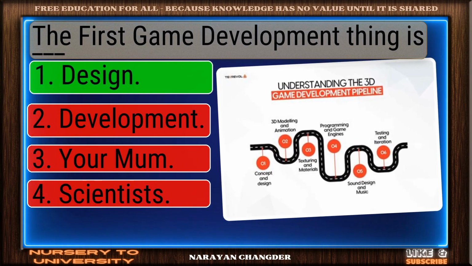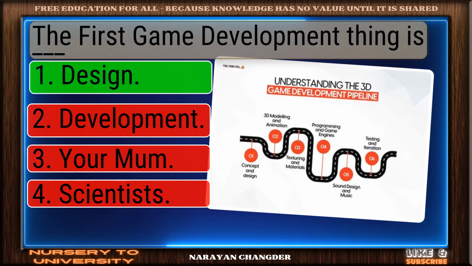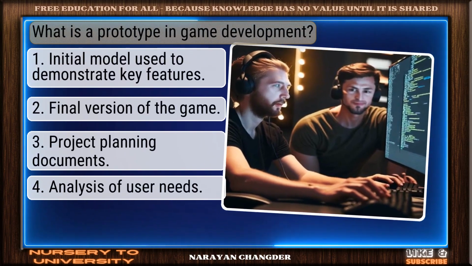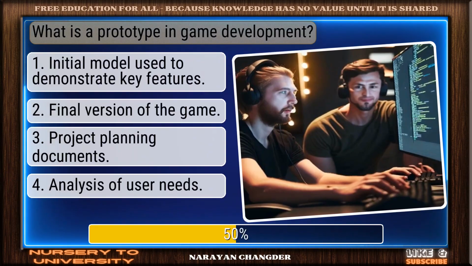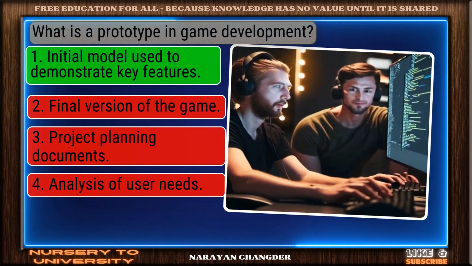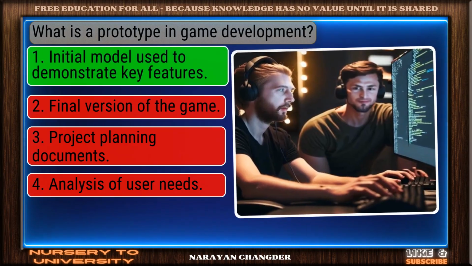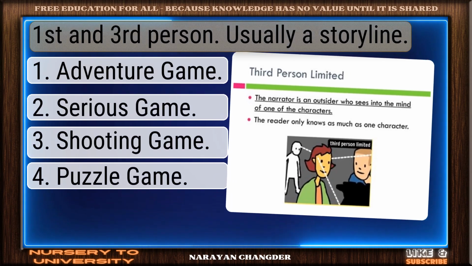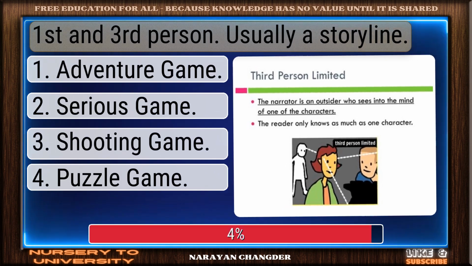You're right. Design is the correct answer. Question number 48. What is a prototype in game development? Right choice. Initial model used to demonstrate key features is the best answer. Question number 49. First and third person. Usually a storyline.